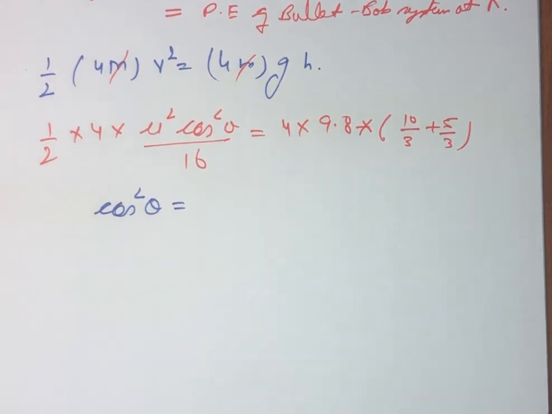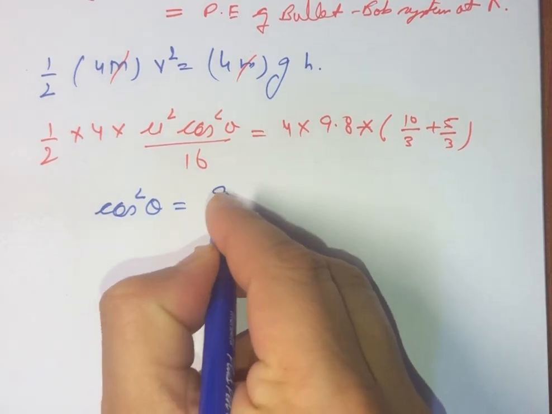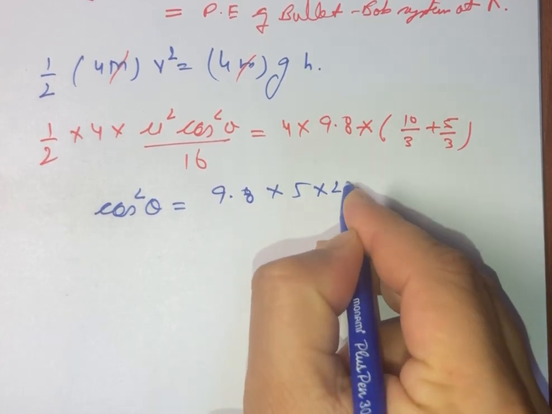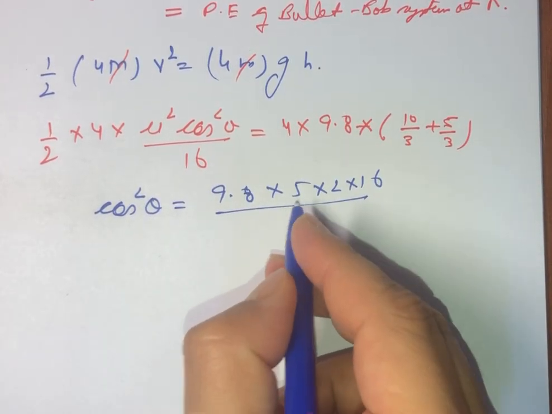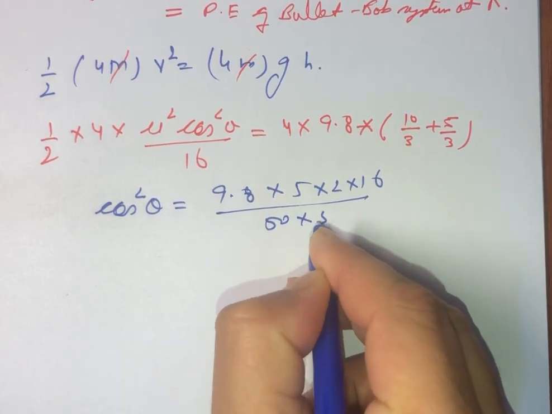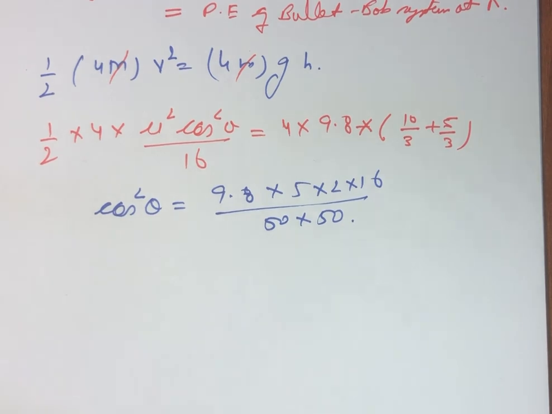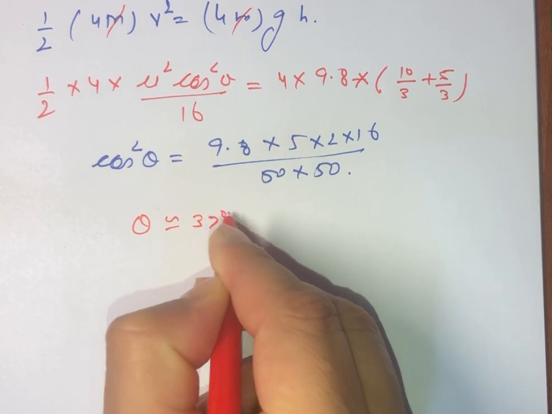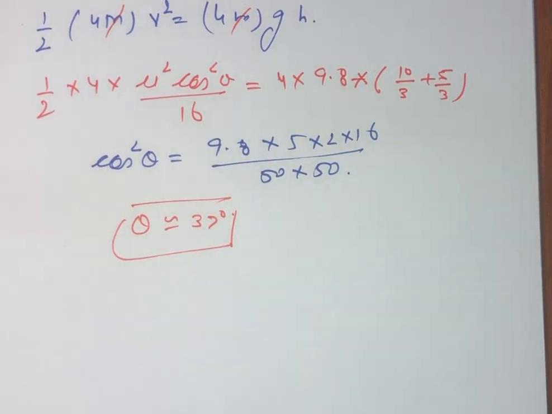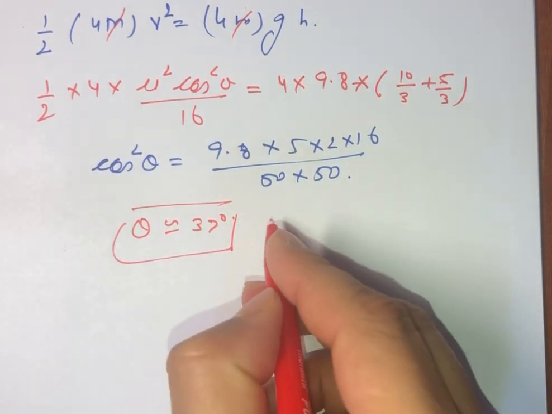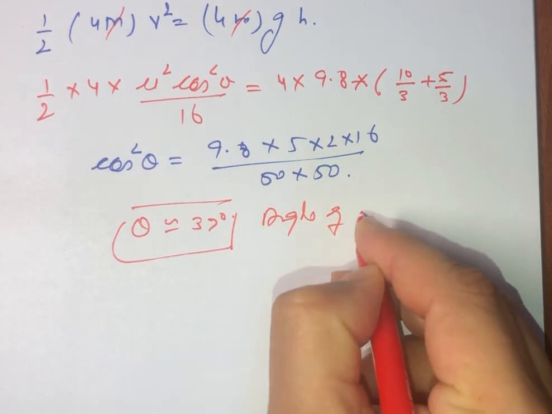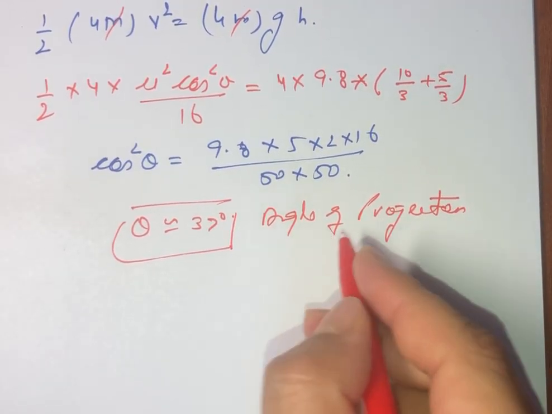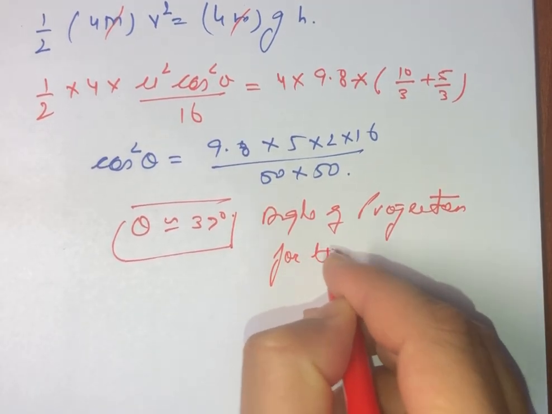From here we can say our cos square theta is equal to 9.8 into 5 into 2 into 16 divided by 50 multiplied by 50. Therefore, we can get theta approximately equal to 37 degrees. So this is our angle of projection for the bullet.